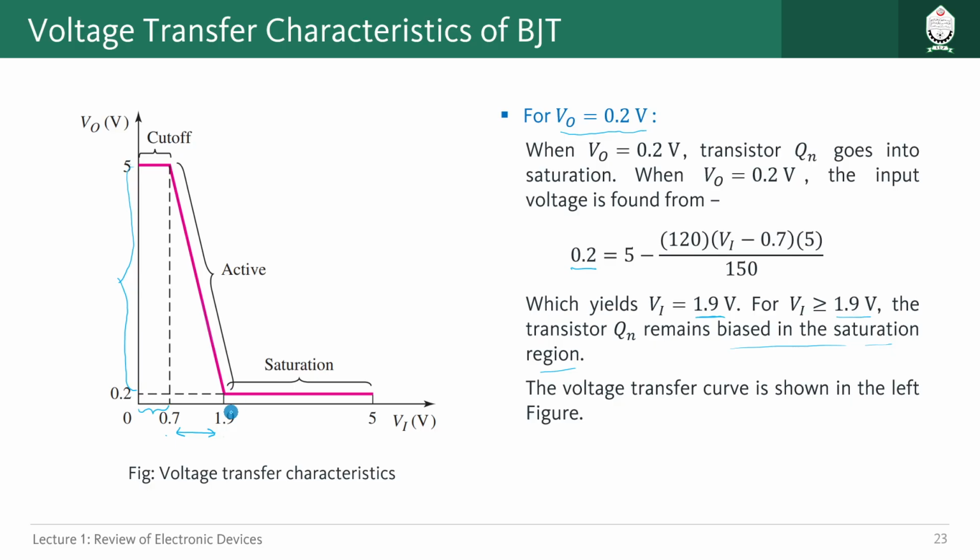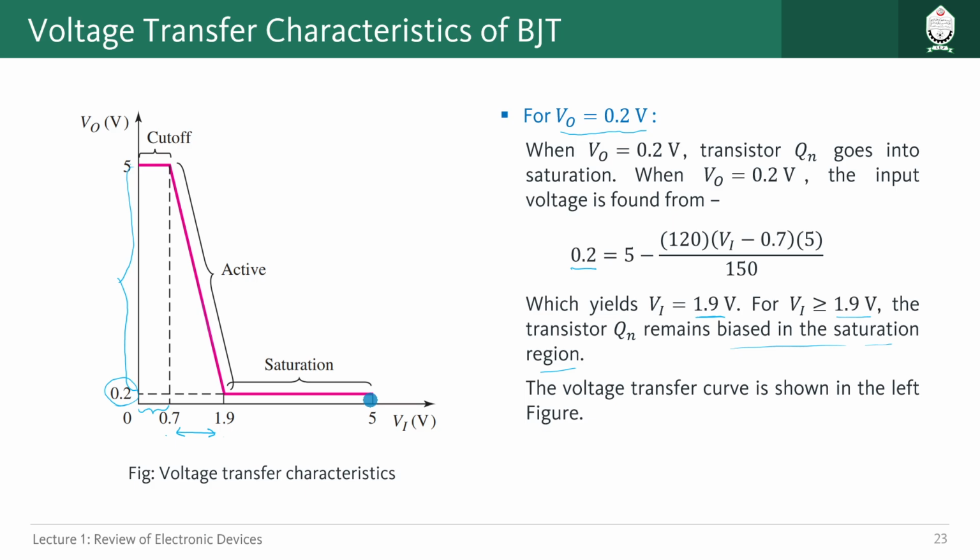And then finally you see after 1.9 volt, if you increase the Vi, the output voltage V0 will be fixed at 0.2 volt, which is in saturation, right? You see. So now looking at this graph, you can understand how we can use this device in different applications.